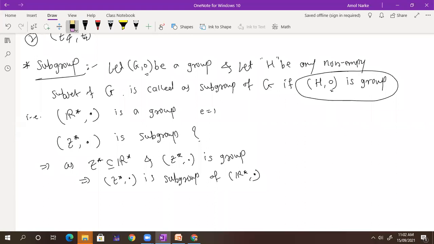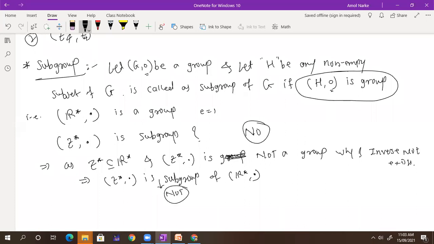Here, is it a subgroup or not? The answer is no. Why no? Even if Z star is a subset of R, Z star is not a group, because the inverse does not exist. Correct. So it's not a subgroup of this. Okay, very good.